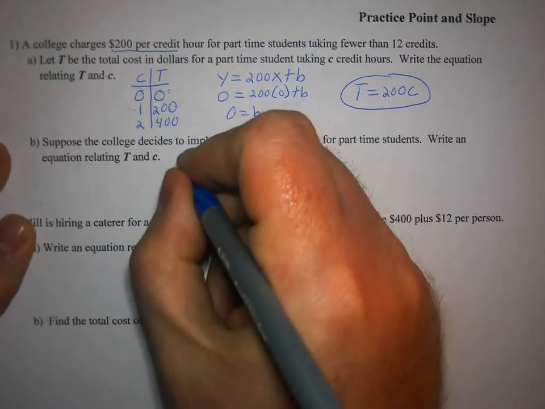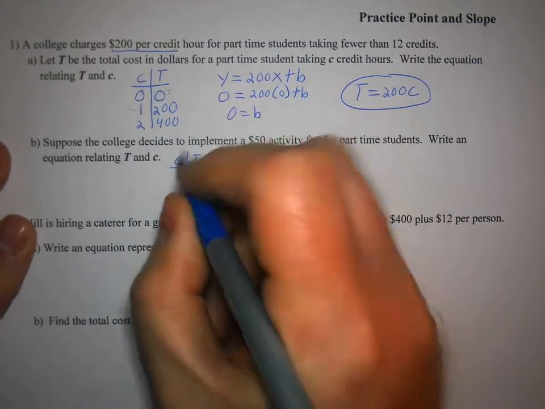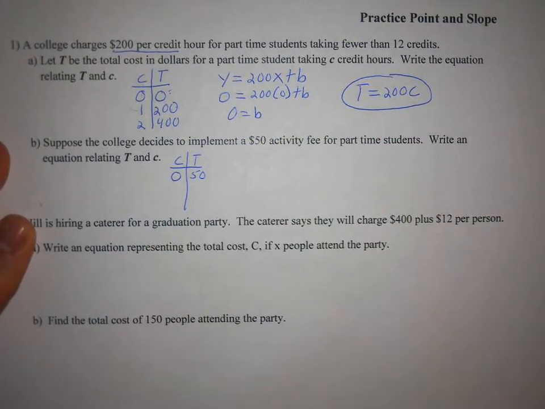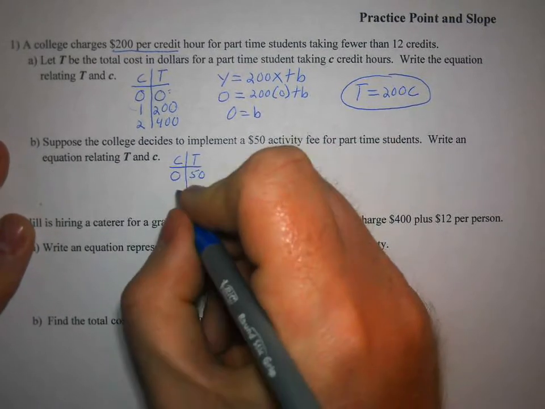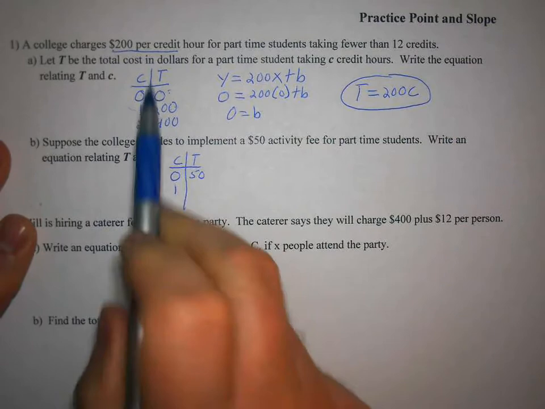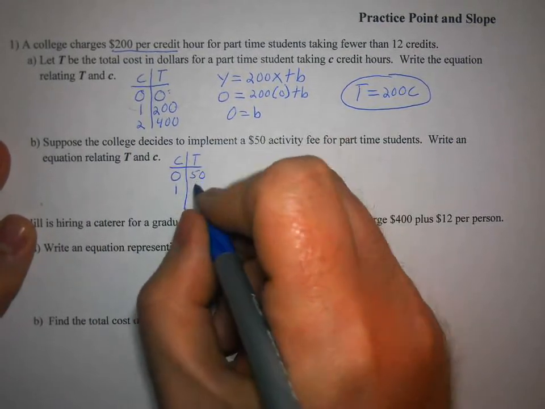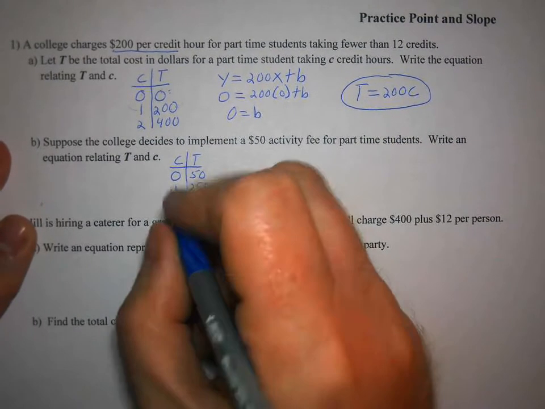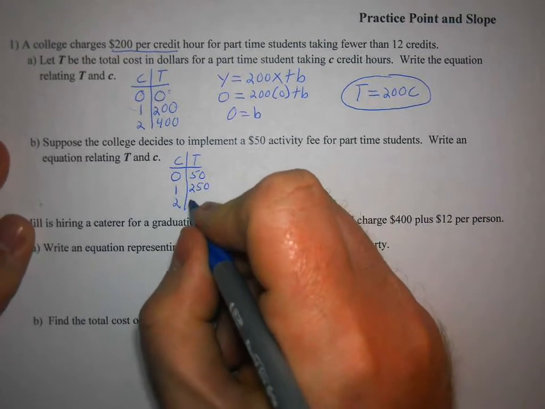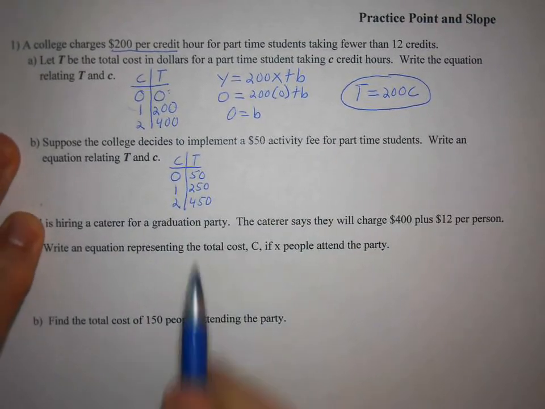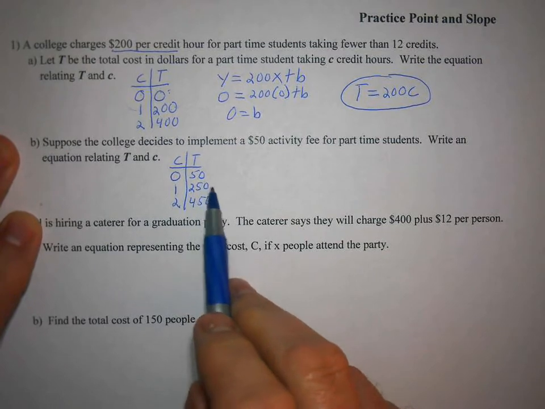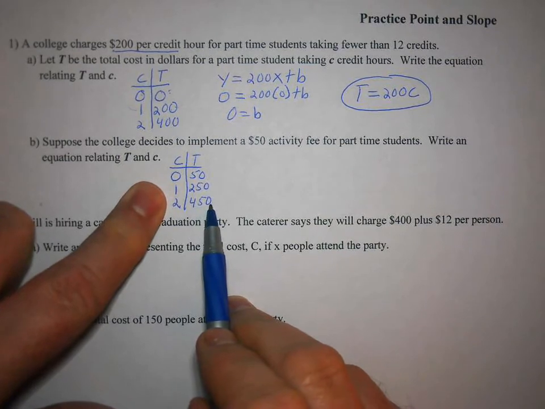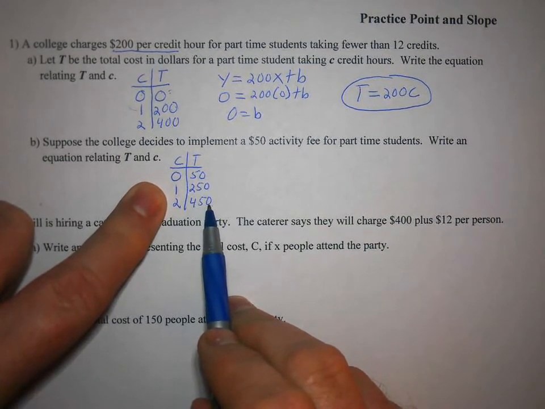So if you want, again, try to make a little table for C and T. In theory, 0 credits, they're going to charge you $50 now. If you take 1 credit, now they're going to start bringing in the credit hours. So add 200 to that is 250. So 1 credit is going to cost you 250. 2 credits is going to cost you another 200 or 450. Now notice the change in the total cost is going up by 200 for every 1 increase in the credit hours. So again, that's telling you the slope is $200 per credit.